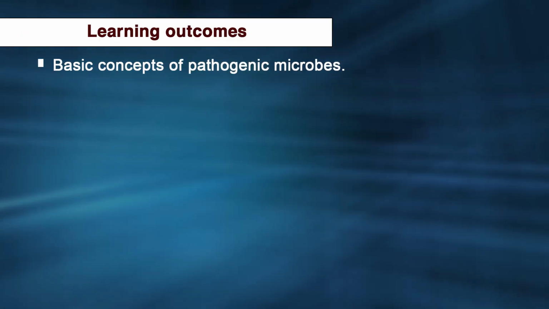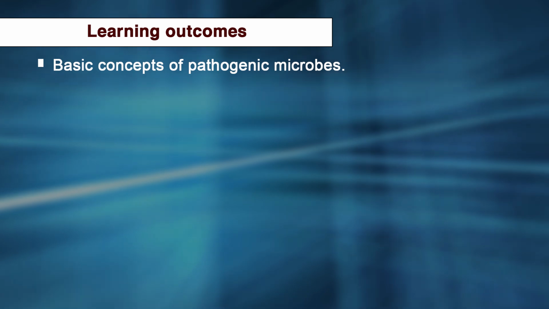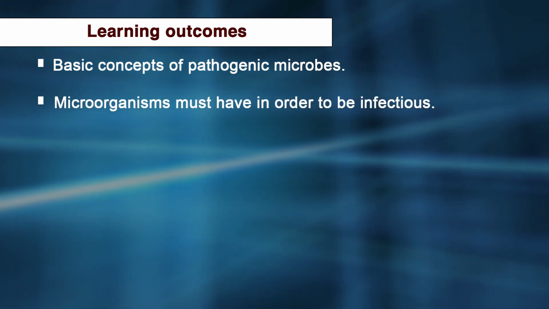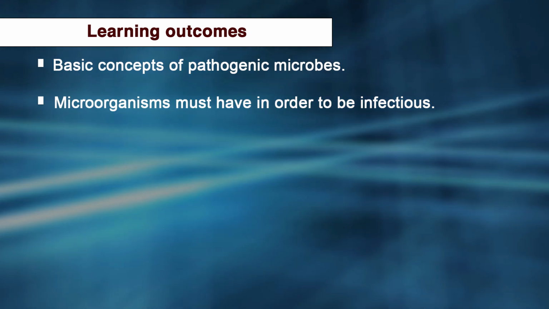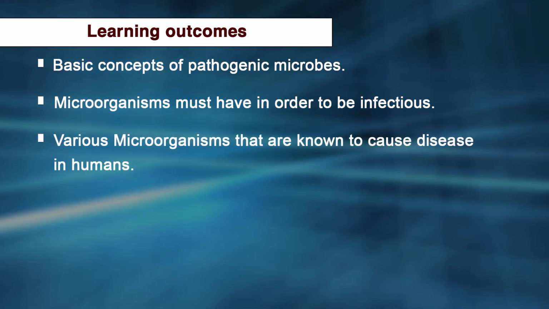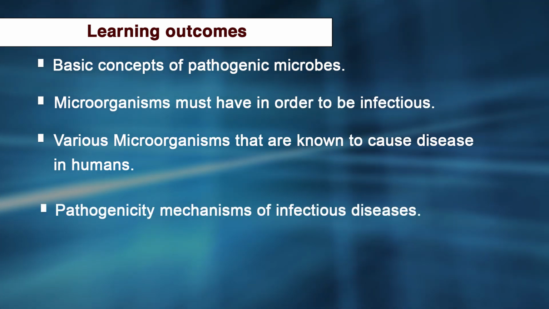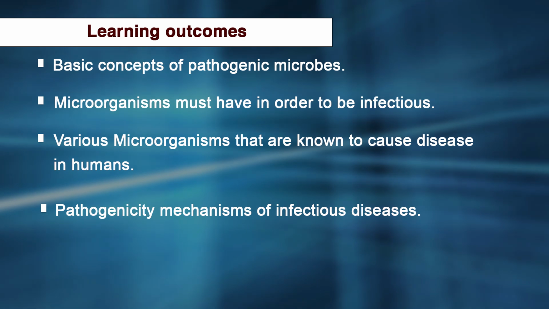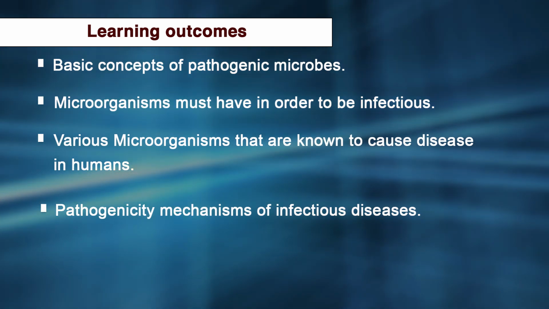Topics to be covered in this lecture are on pathogenic microbes. We will learn about some of the common features that a microbial organism must have in order to be infectious, and explore the wide variety of organisms that are known to cause disease in humans. Students will be able to describe the pathogenicity mechanisms of infectious diseases.